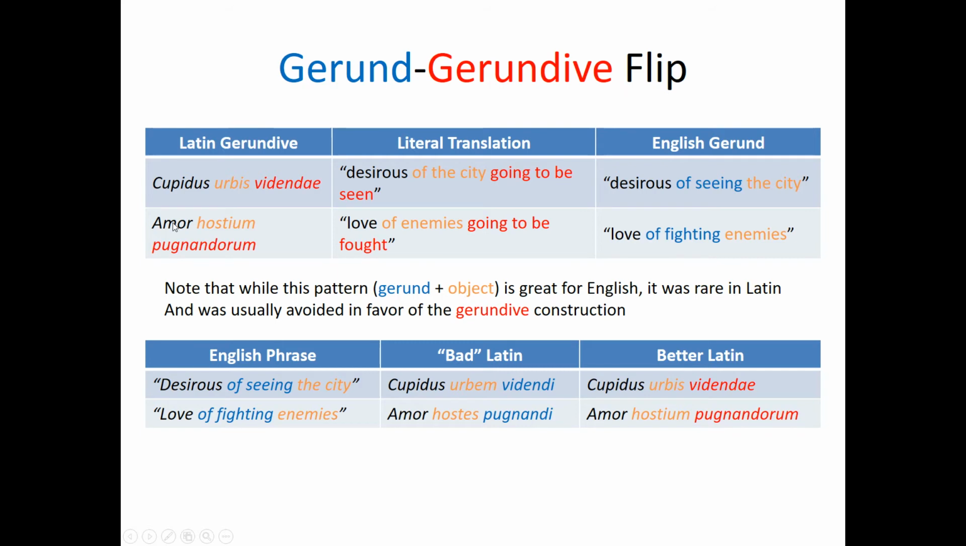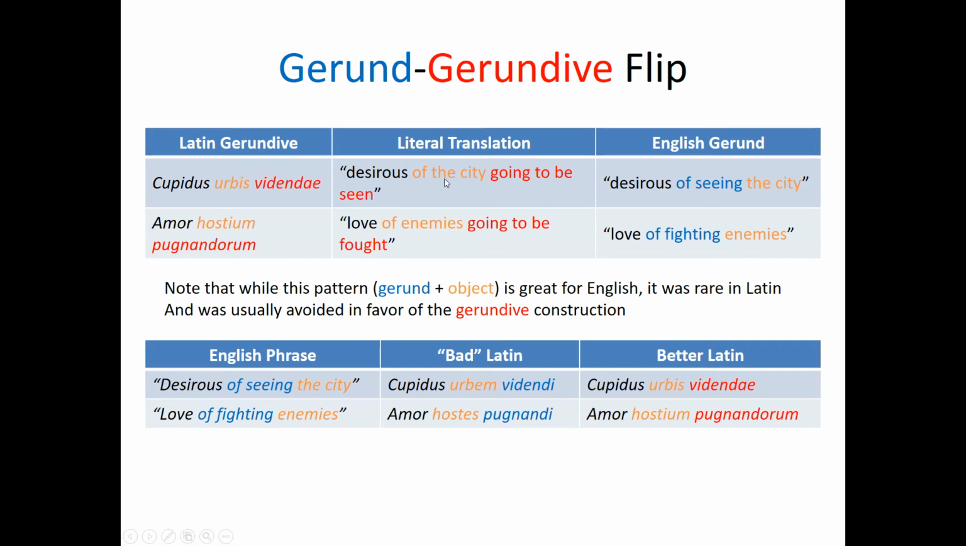Okay. Here we have love of enemies going to be fought. What that really is trying to say is that whoever had this is a love of fighting enemies. Okay, love of fighting enemies. So the way that we fix this to make it sound more like what we are trying to get it to express in English is we take the gerundive, we flip it into an English gerund. So going to be fought becomes of fighting. And then the enemies becomes the object of that gerund.